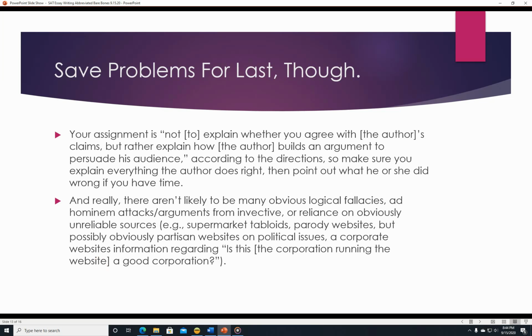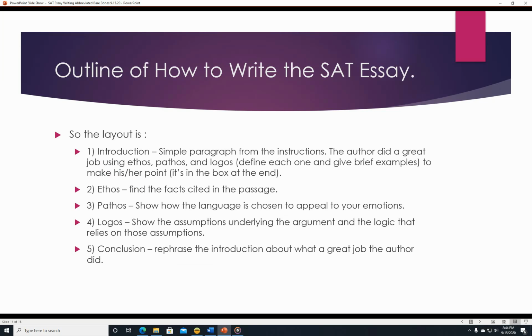So you can always point out the problems once you're done explaining how the author actually does a great job of making his or her argument, even if you don't agree with it. So, the outline of how to write the SAT essay. The layout is 1. Introduction. Simple paragraph from the instructions. The author, whoever it is, name the author, does a great job, skillfully creates an argument, using ethos, pathos, and logos to support his or her thesis that McDonald's hamburgers are the best hamburgers you can buy.